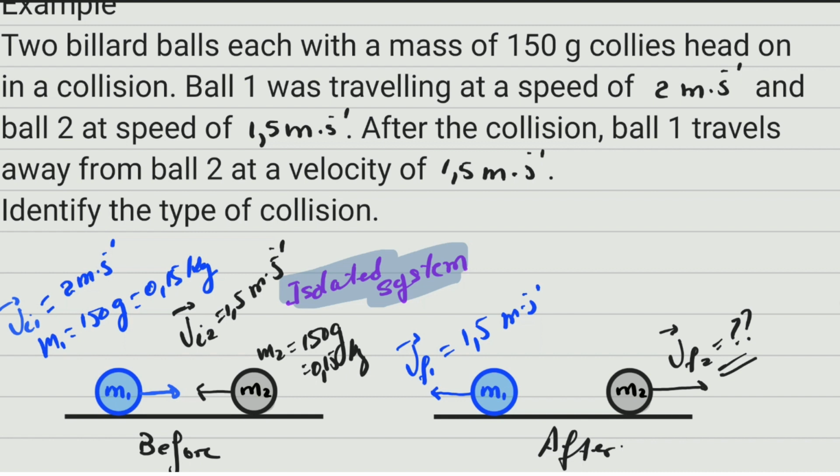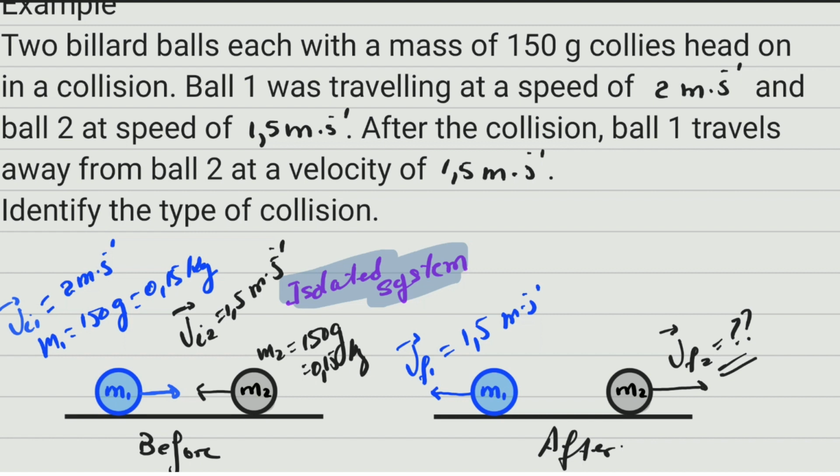Only kinetic energy can. So if we calculate the total kinetic energy initial and the total kinetic energy final, and they are equal, then we can say that the collision is elastic. But to do that, we need the final speed of the second ball. And to calculate the final speed of the second ball, we need to calculate using momentum. Why? Because momentum is always conserved. It does not matter what type of collision we are talking about.